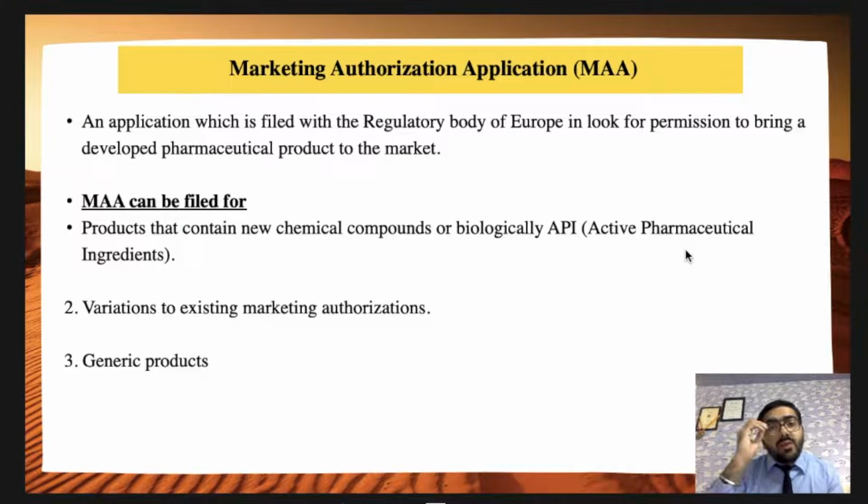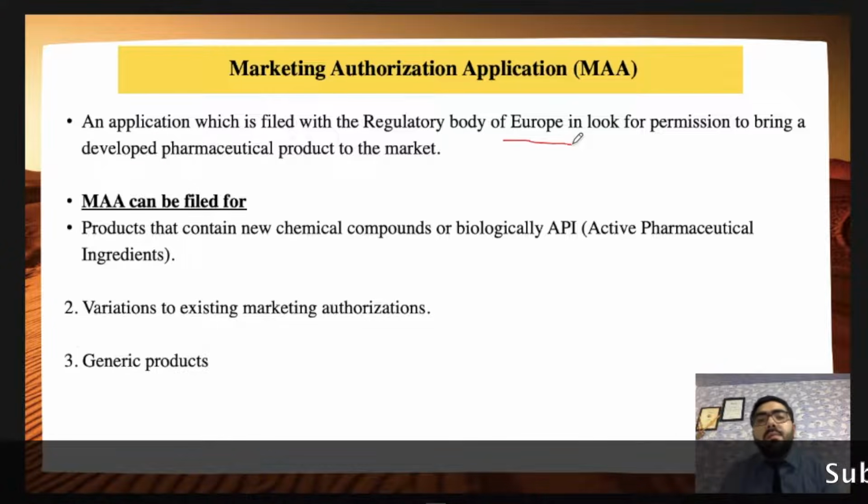Now, coming to marketing authorization application. It is basically for Europe. It is an application which is filed with the regulatory body of Europe to seek permission to bring a developed pharmaceutical product to the market.